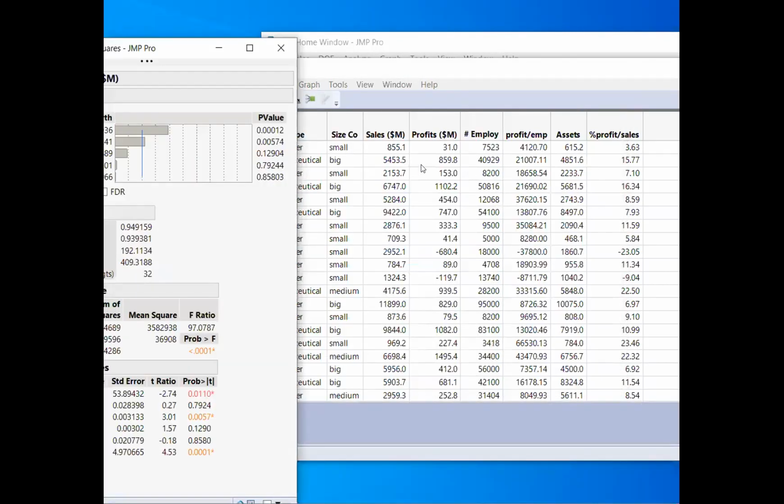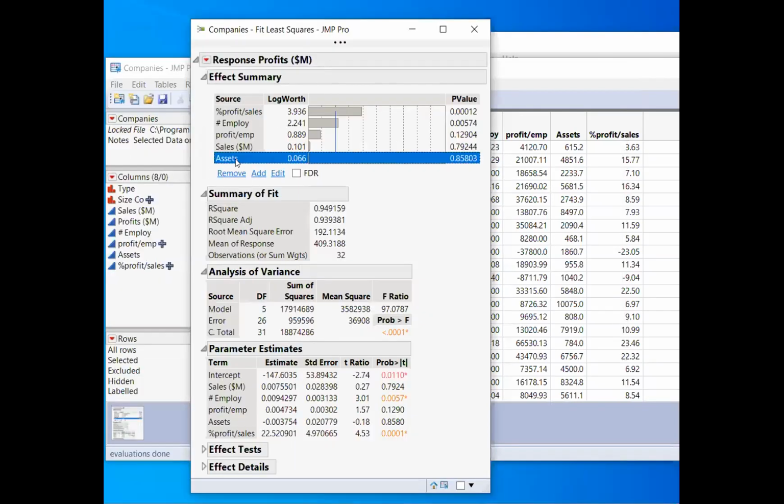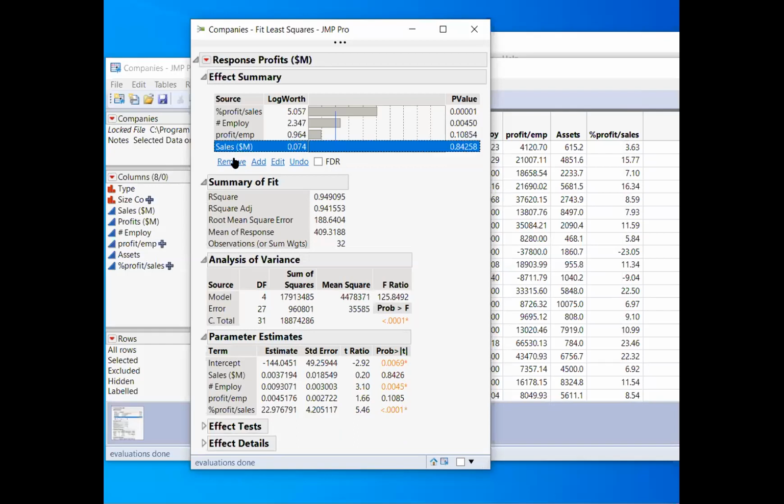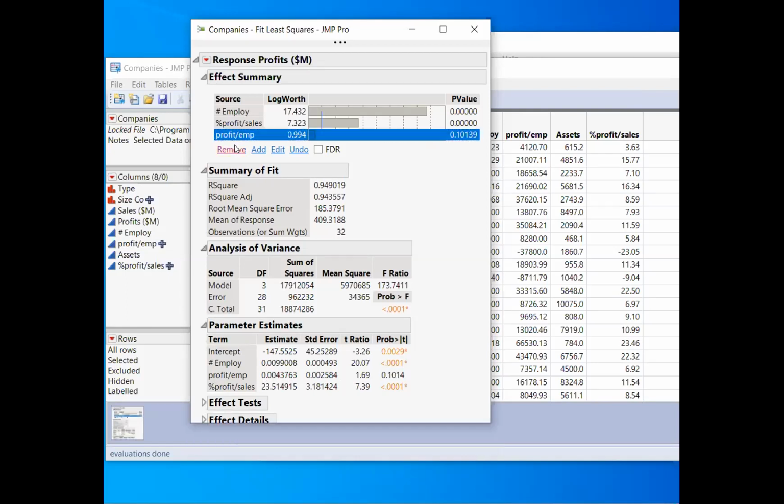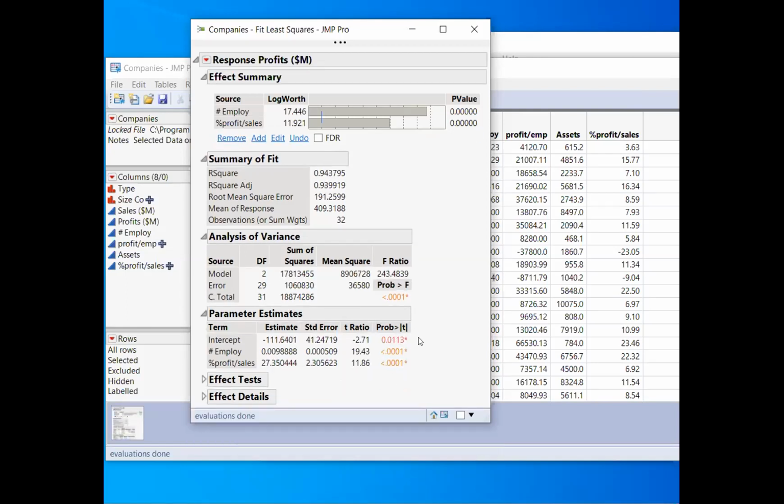Click run. And you need the rest, right? You need to remove those non-significant ones in here. Profit per employee also, remove it. When my all p-values are below 0.05, I know that this system is what I'm actually looking for.